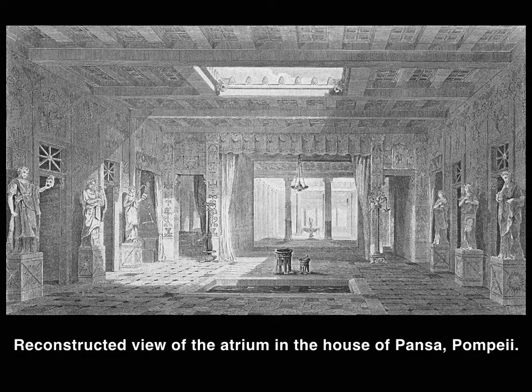This is a reconstructed view of the atrium in the house of Pansa in the ancient Roman city of Pompeii. The atrium appears as a distinctly inward-looking space. Notice how the rectangular opening in the ceiling is mirrored by a pool set in the floor, and notice how the mirrored pair establish a vertical axis within the space.